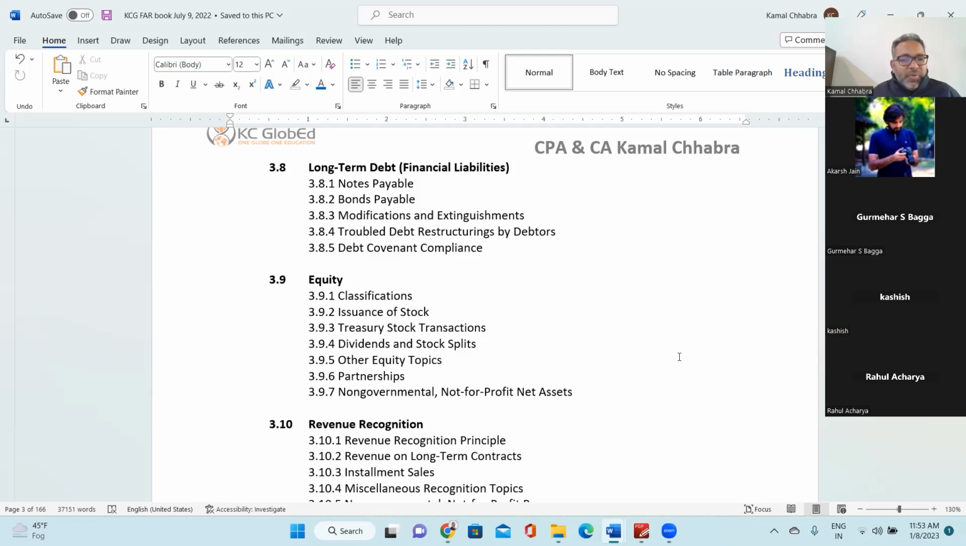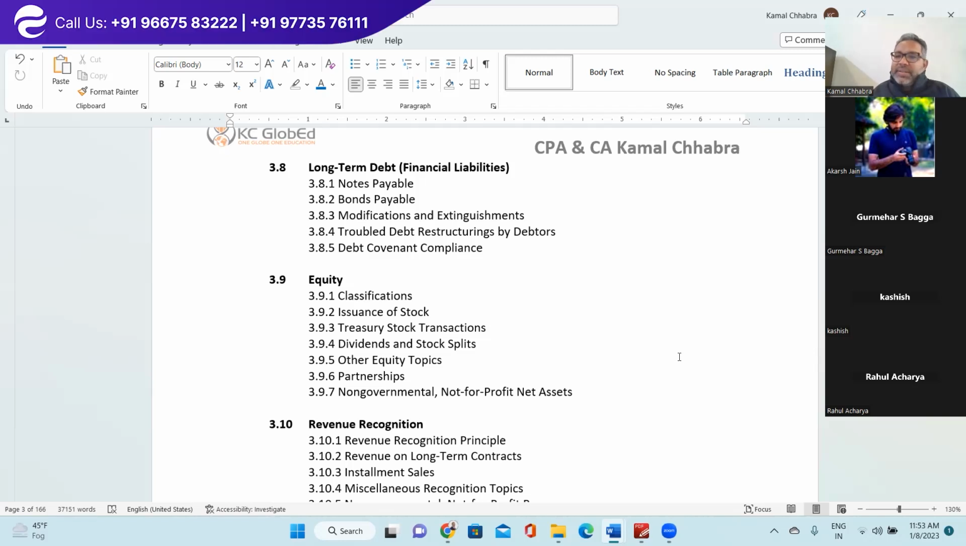Have you heard about this term before, treasury stock? No, sir. Have you heard about the term called buyback of stock? Yes, sir. So this is similar. What in India we call buyback of stock, in US we call treasury stock. That means the company purchasing its own stock back. That is called treasury stock.